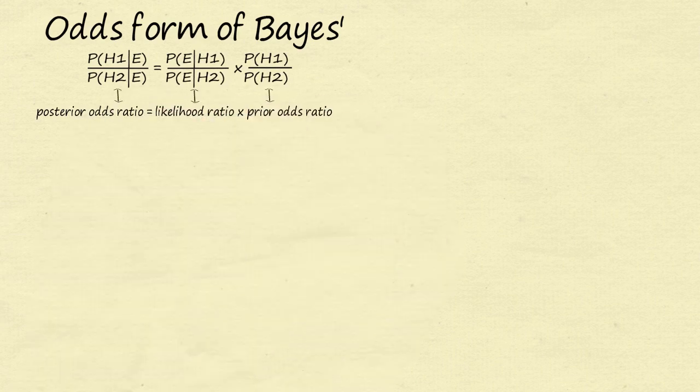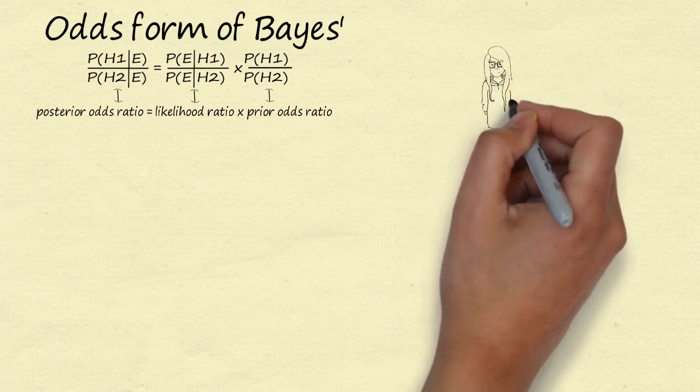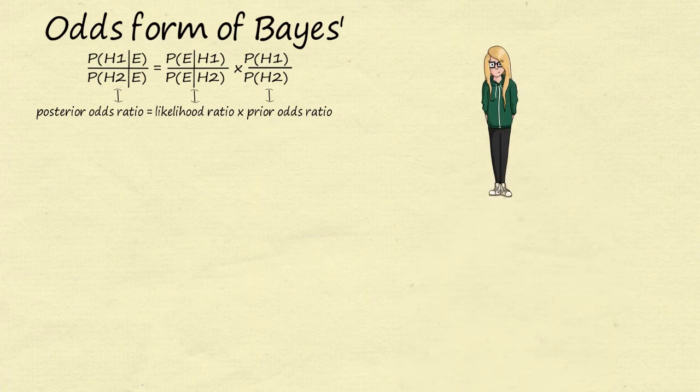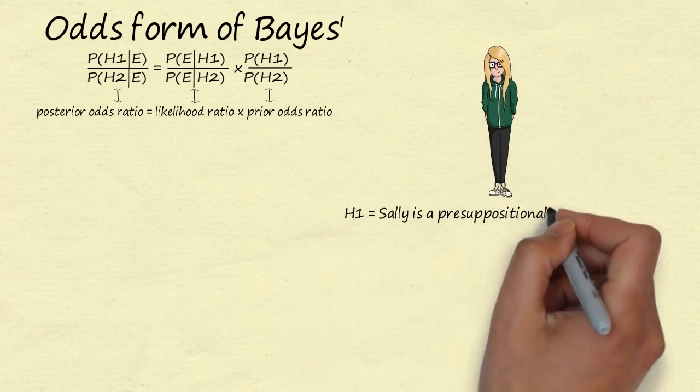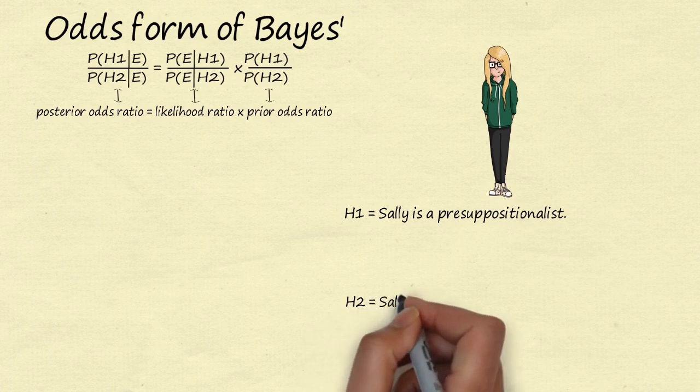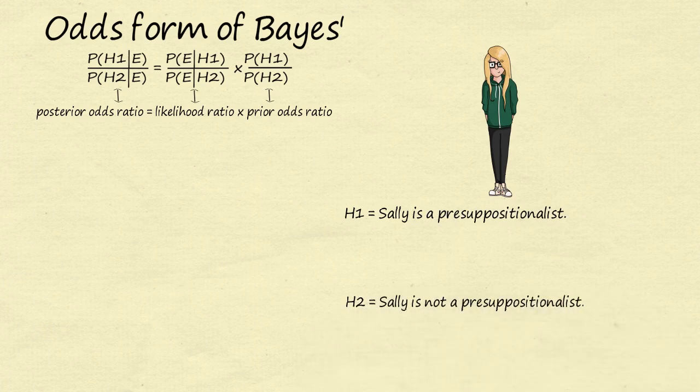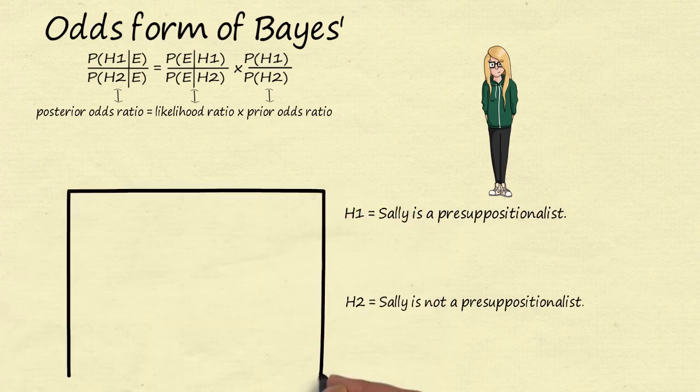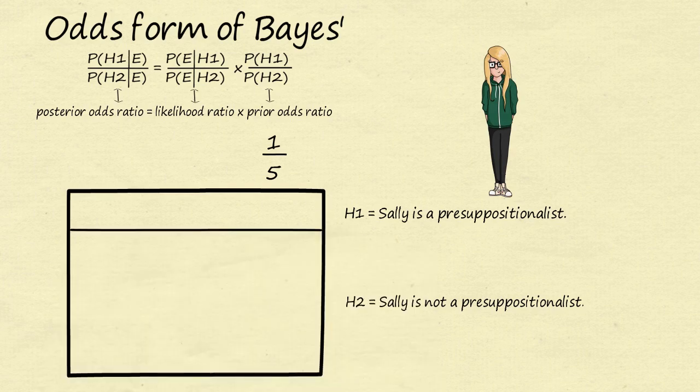To see how Bayes works, let's go through an example. Suppose we are wondering whether Sally is a presuppositionalist. We have hypothesis 1, Sally is a presuppositionalist, and hypothesis 2, Sally is not a presuppositionalist. To see how Bayes works visually, start by drawing a box. Let's suppose that our prior odds ratio is 1 to 5. Divide the box to represent our prior odds ratio of 1 to 5. We are 5 times more confident in H2 than H1, which is represented by H2 having 5 times the area of H1.